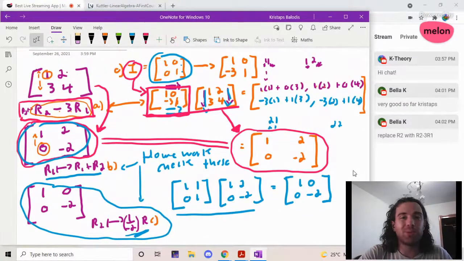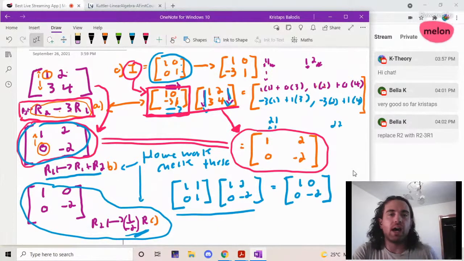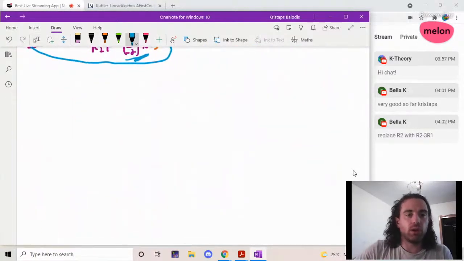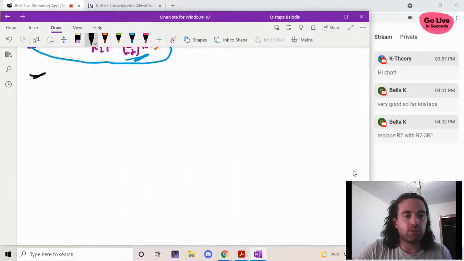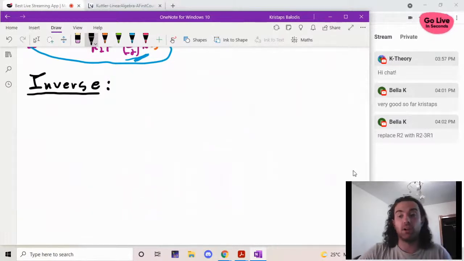But I want to tell you the point. I need to tell you why we would care about representing these row operations as elementary matrices. So recall the definition of an inverse. These are really useful for helping us solve linear systems of equations. And in fact, they're going to be useful for a whole bunch of stuff later on.